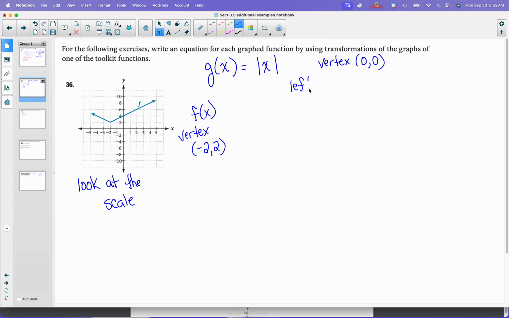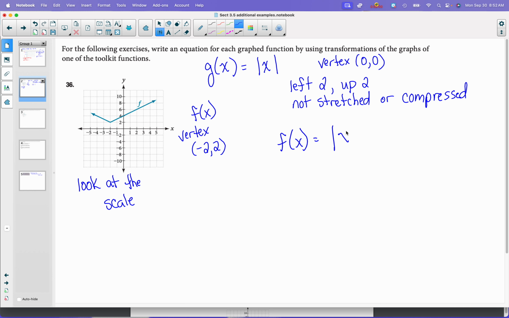So I'm going to write that down. Left 2, up 2. Then we also need to consider the slope or steepness of my V-shaped graph. So notice from here, if I go up 2, I go over 2 to get to the next point that's on the grid. So up 2 over 2 just means it's really a slope of 1, so it's not stretched or compressed. So that would be the trickiest part of that one, if you didn't pay attention to the scale. So then f of x is to the left 2, so that's going to be an x plus 2 on the inside, and then up 2 is going to be a plus 2 on the outside. So watch out for that, the scale.